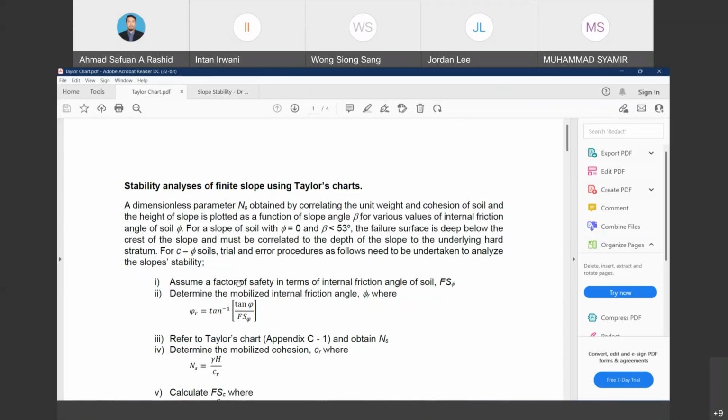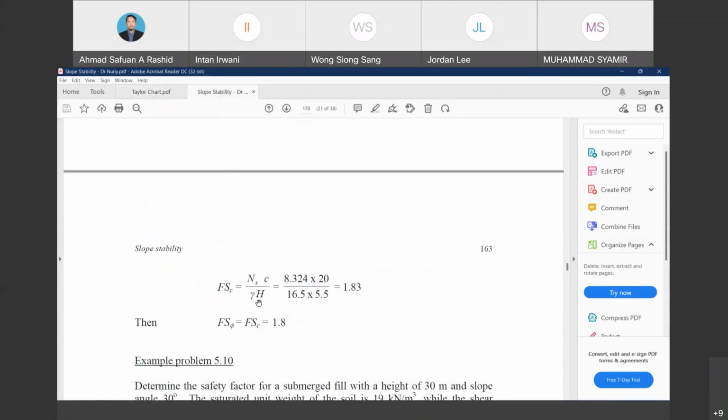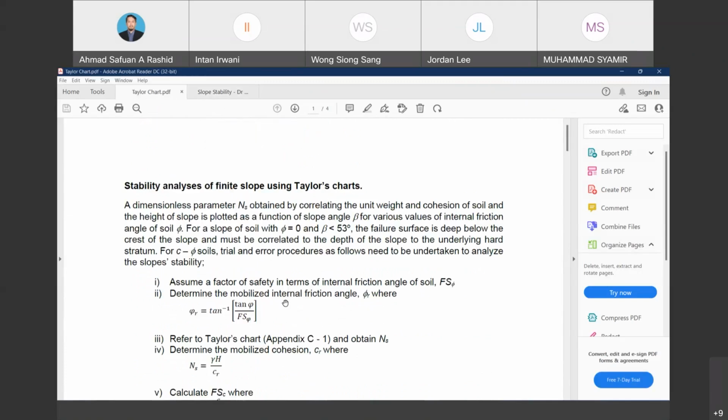So this is the procedure. Actually, what has been discussed with Dr. Nudi is a little bit similar to Dr. Kamaruddin's, but Dr. Kamaruddin explained in more detail. First, assume a factor of safety in terms of internal friction angle, FSphi. Then determine the mobilized internal friction angle, phi r, which includes the factor of safety phi, to get the phi r.